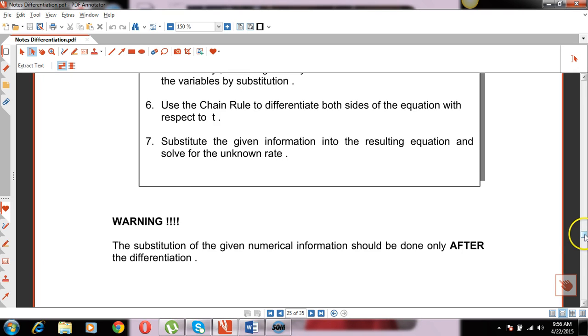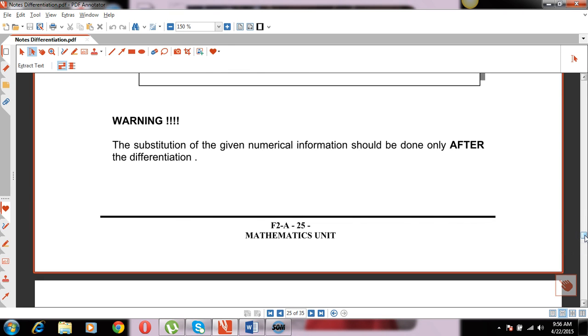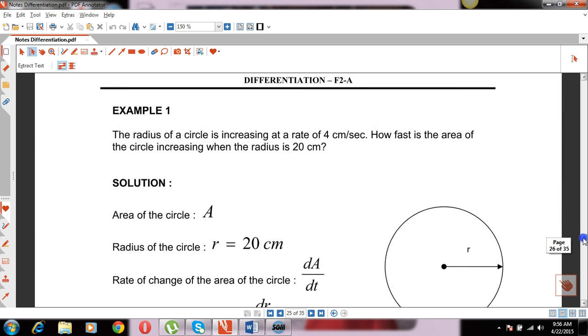So we have a warning here. The substitution of the given numerical information should be done after the differentiation. After you complete all the differentiation given from the problem, after that we have to substitute the numerical information. Now look at example 1.